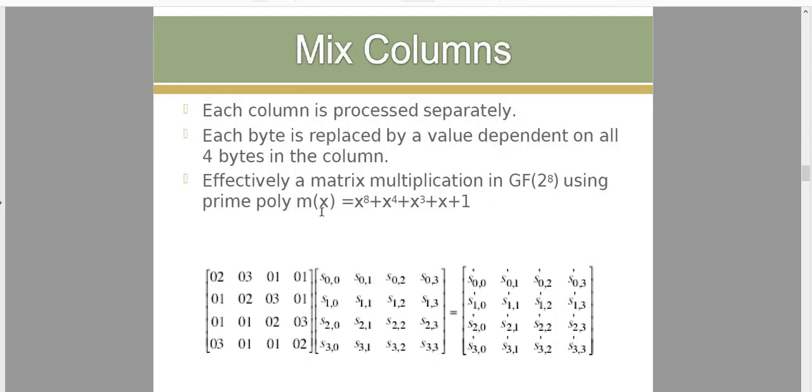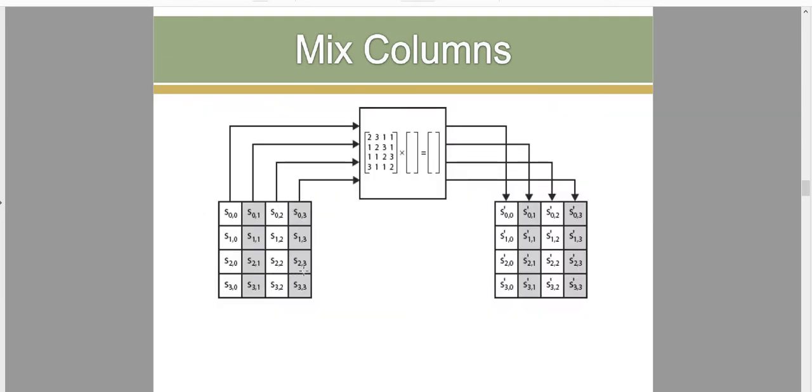The next step is mix columns. Each column is processed separately and each byte is replaced by a value dependent on all 4 bytes in the column. Effectively, it is matrix multiplication in GF using a primitive polynomial. Considering a random matrix, we get this matrix. So here is a matrix. It is multiplied with a fixed matrix, that is this.